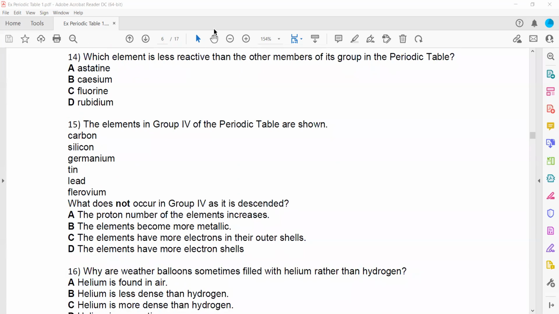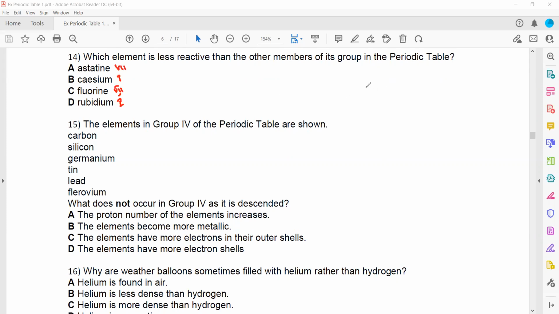Which element is less reactive than the other members? Cesium and rubidium are group 1 elements, and fluorine and astatine are group 7 elements. So this is group 7 and this is group 1.